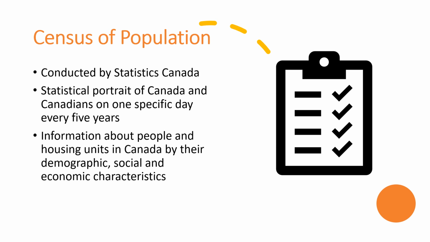The Census of Population is a statistical portrait of Canada and Canadians on one specific day taken every 5 years. The most recent happened in 2021, and the one before that in 2016. Each housing unit or household is asked to fill out the census that collects various characteristics, such as demographic, social, and economic characteristics.